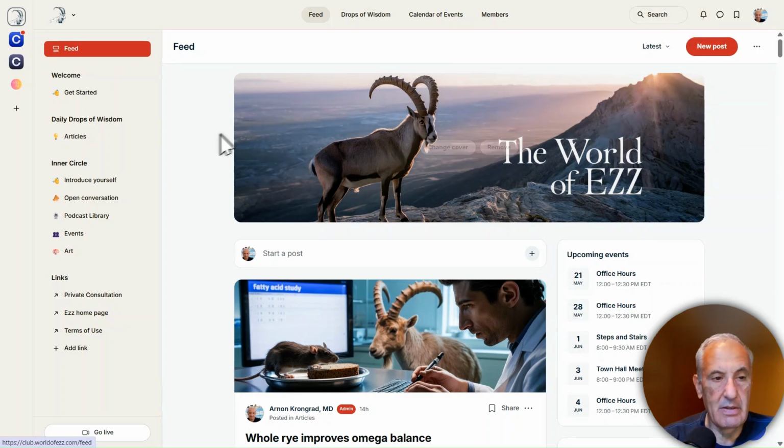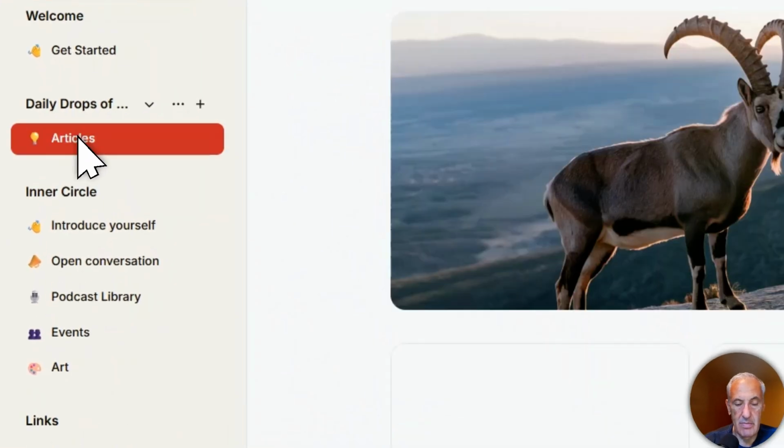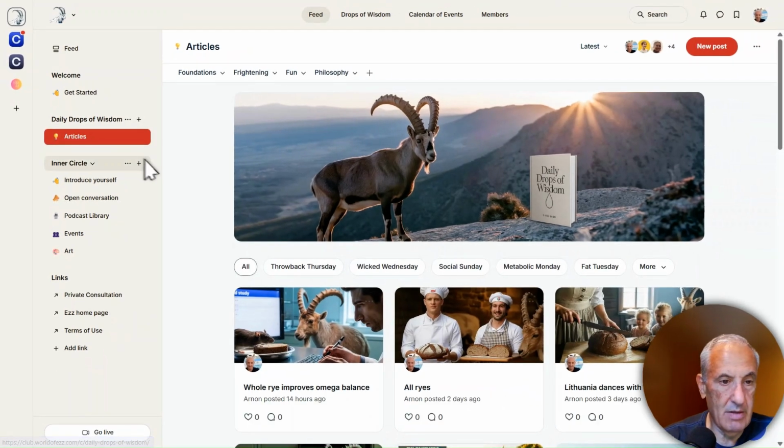On the left side, you've got some repetition. The space overall, the ES Clubhouse, is divided into two tiers. You've got the daily drops of wisdom, and you've got the inner circle. So let's take those one at a time. The daily drops of wisdom is composed of articles that relate to the knowledge that we seek as we approach freedom from doctors and drugs.